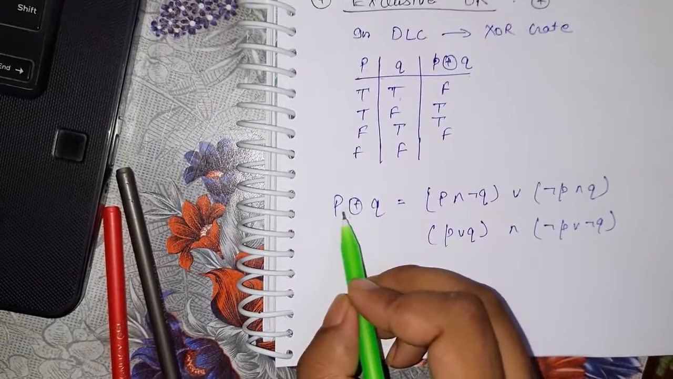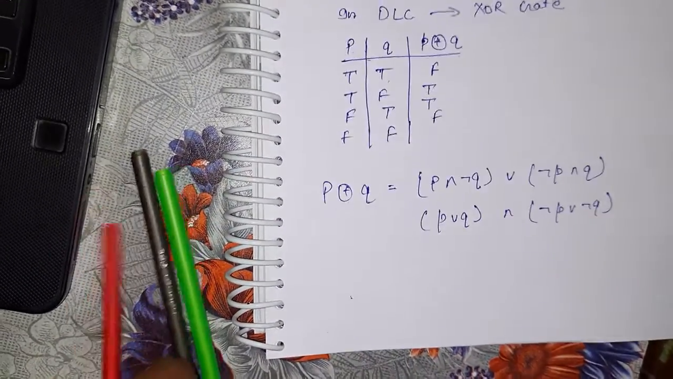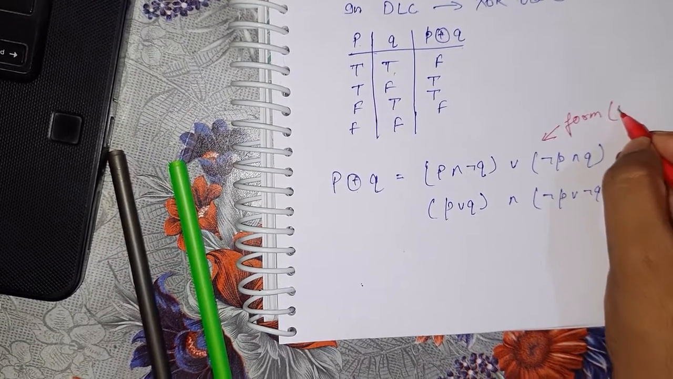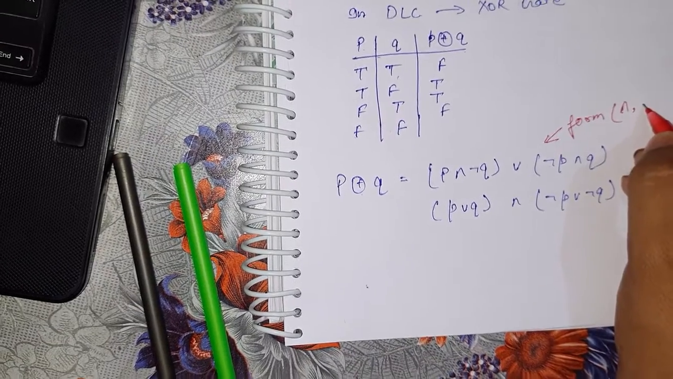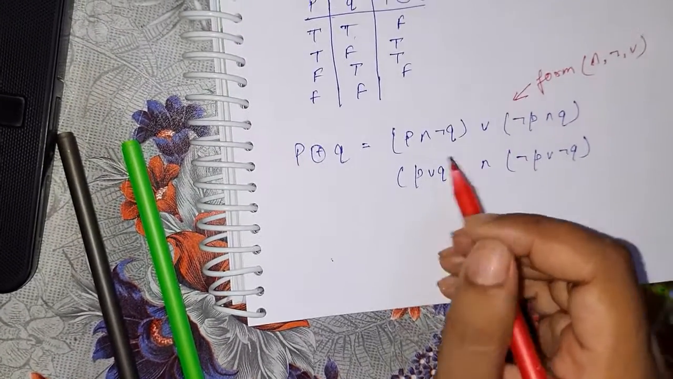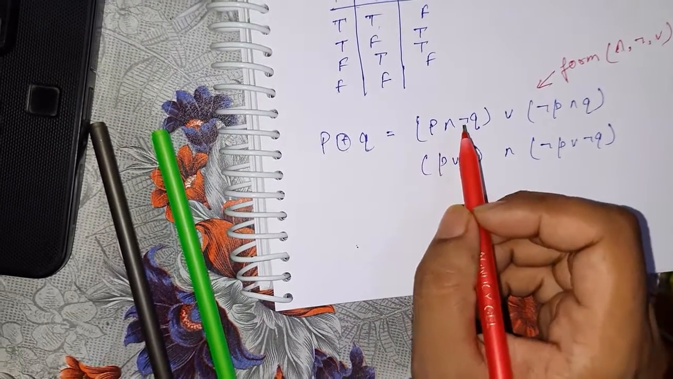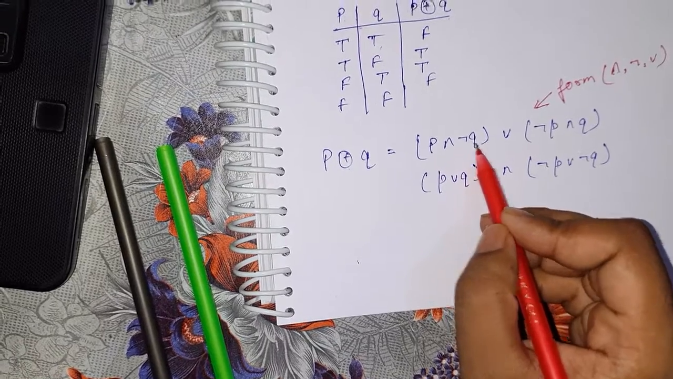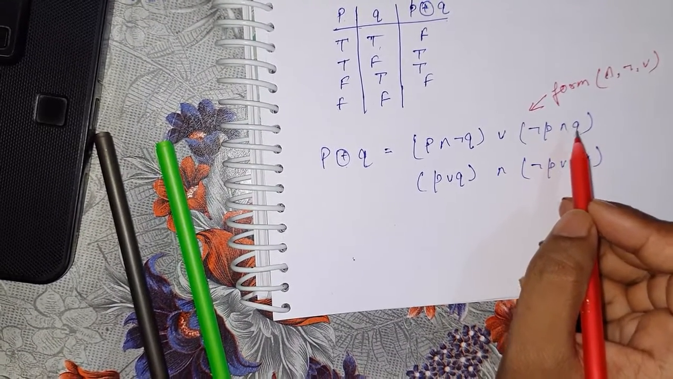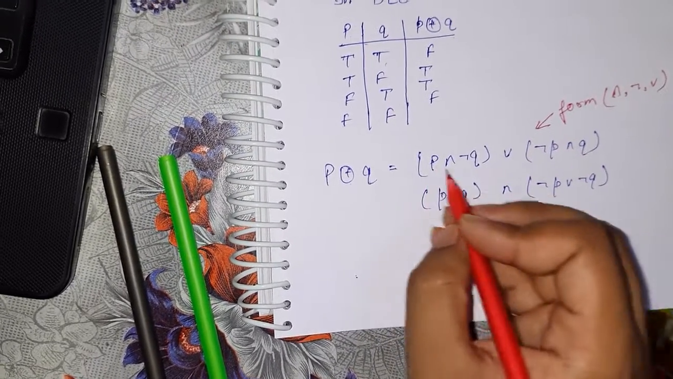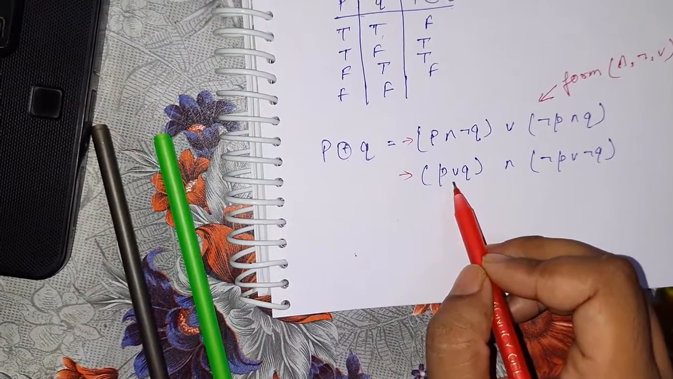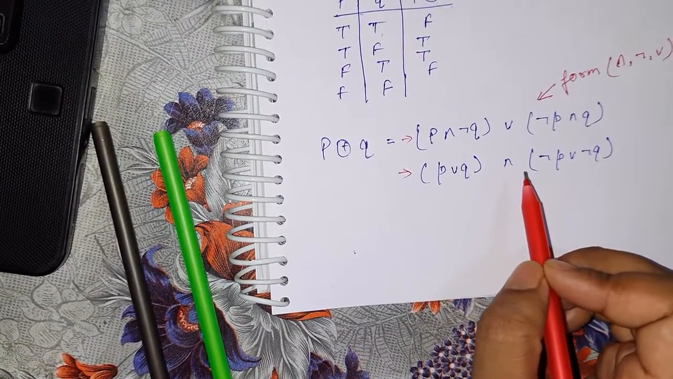And we can write P XOR Q in terms of the negation operator, conjunction operator, and disjunction operator. We can write this as P conjunction negation of Q, disjunction, negation of P conjunction Q. Or, both being the same, we can also write it as P disjunction Q, and again conjunction.